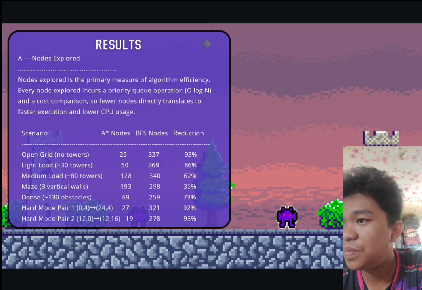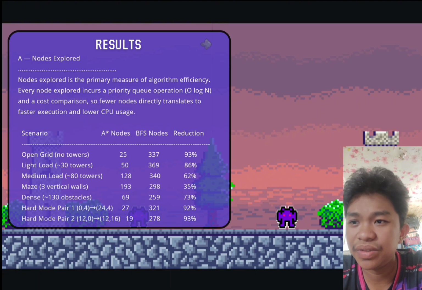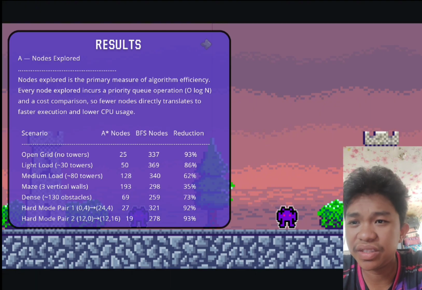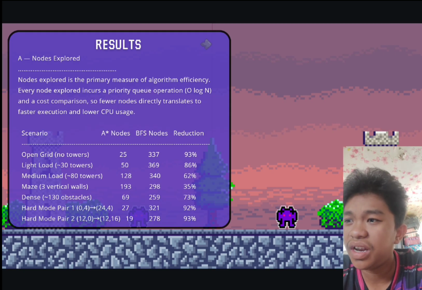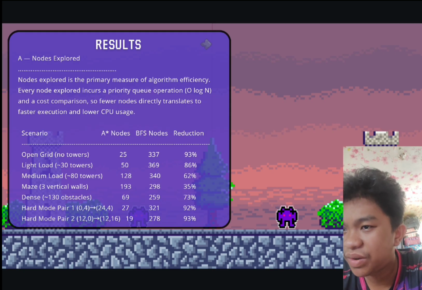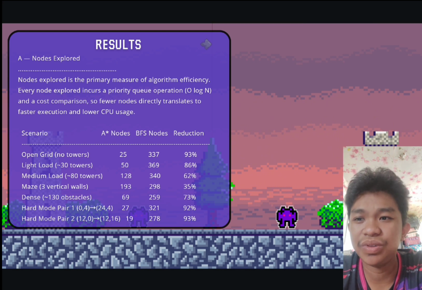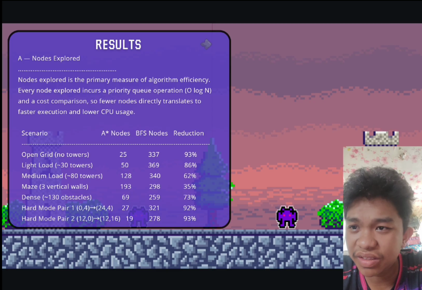Scenario: open grid or no towers, 25 A-star nodes and 333 BFS nodes. So the reduction is 93%. Light load: 30 towers, 50 A-star nodes, 369 BFS nodes, and 86% reduction.